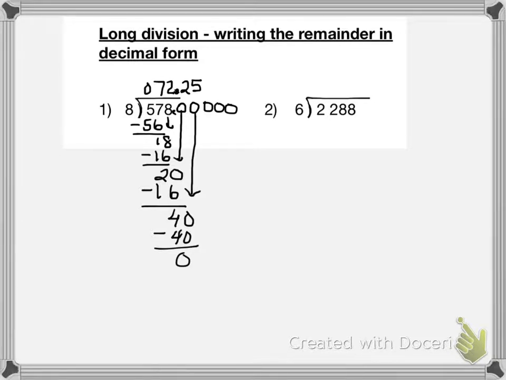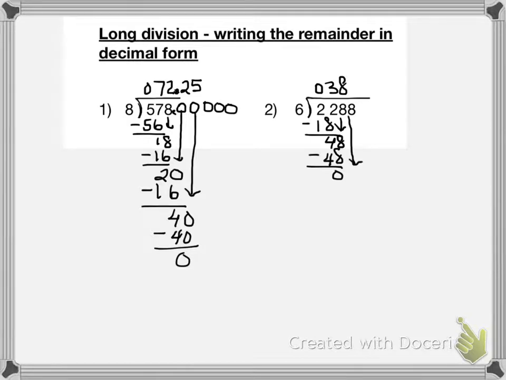Let's try question number 2. We have 2,288 divided by 6. So I'm going to put a placeholder above the 2 because I can't make any groups of 6. I can make 3 groups of 6 out of 22. That's 18. And when I subtract, we have a difference of 4. We're going to bring the 8 down. 6 goes into 48 8 times exactly. So when we subtract, there's a difference of 0.